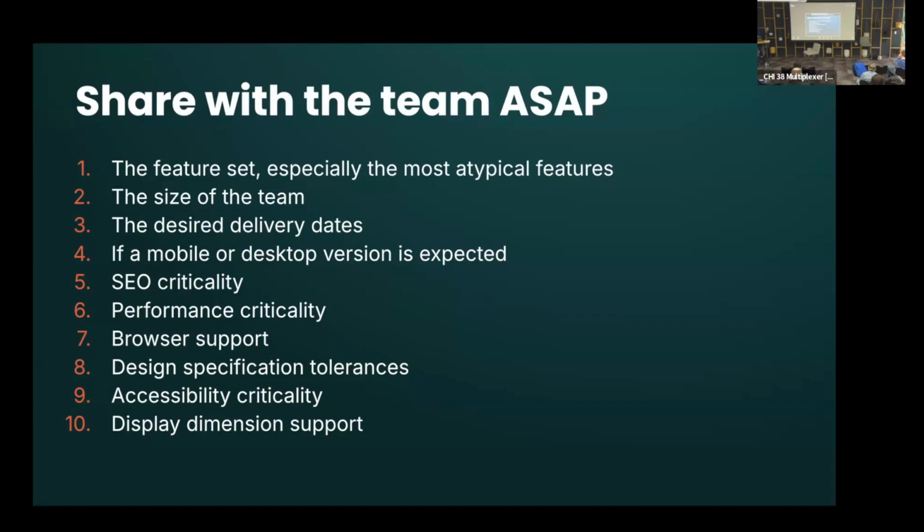So the first is the feature set, of course. If you've got anything super atypical, that can radically shift what technology you might pick. You've got something like a Miro kind of app, right? I would not build that in Next, for example, or React. So the weirder the feature that you anticipate, things that you don't see every day, make sure that's shared right away with the team. That's the what. The size of the team is the how much, and number 3 is the when, right?